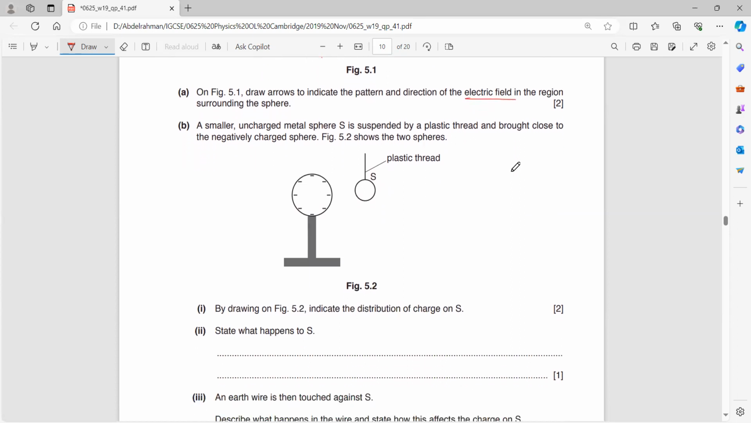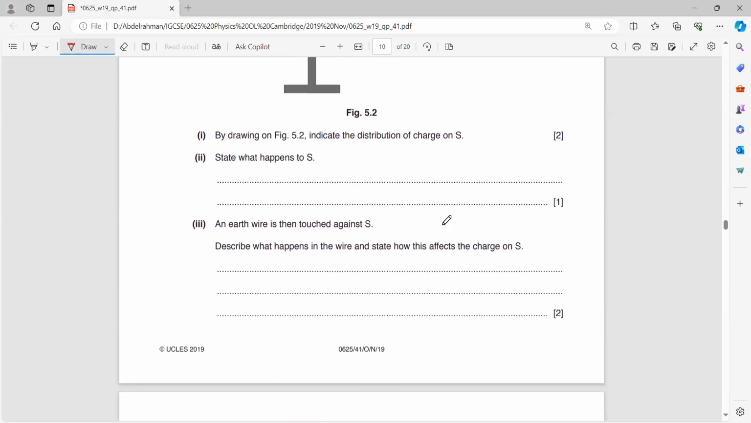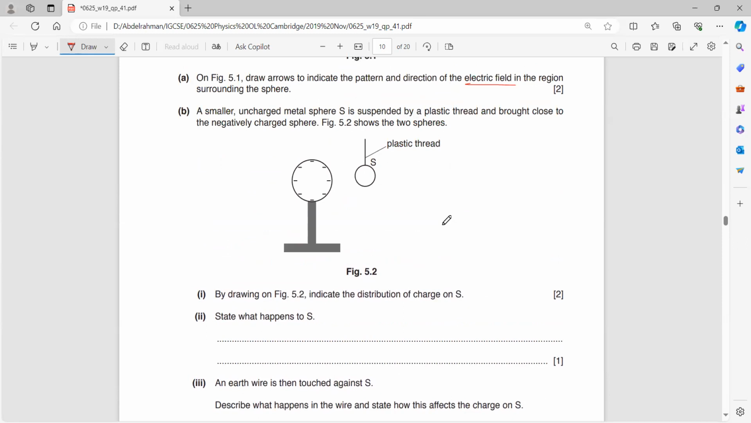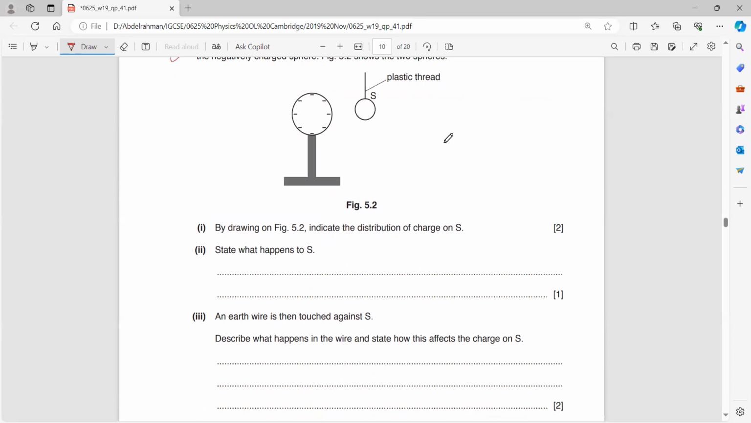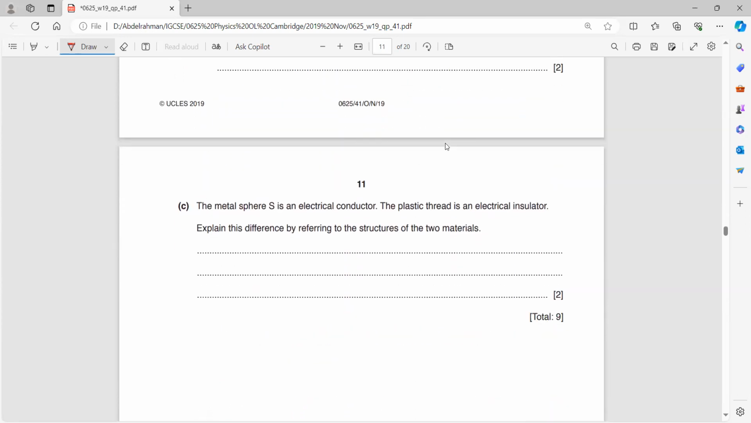طيب charge S brought close to a negatively charged sphere spaced spheres. طيب هنا الحتة دي it is cancelled يا شباب. ده اللي هو الاندكشن. اوكي question B كل ده induction which was cancelled. تمام كل ده خلاص cancelled.